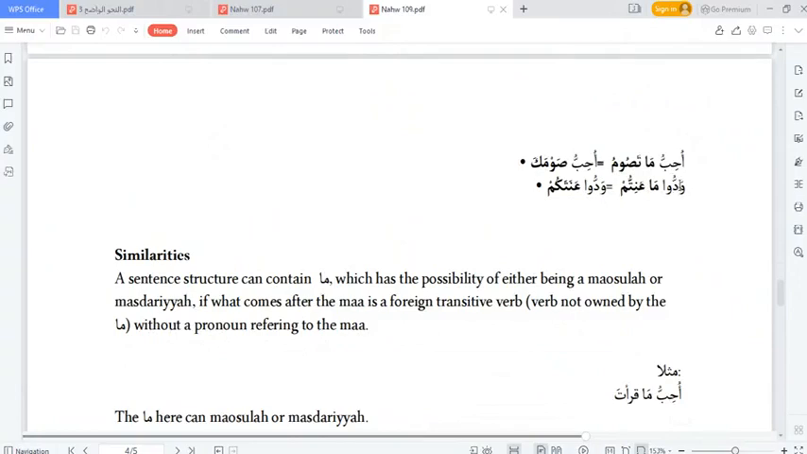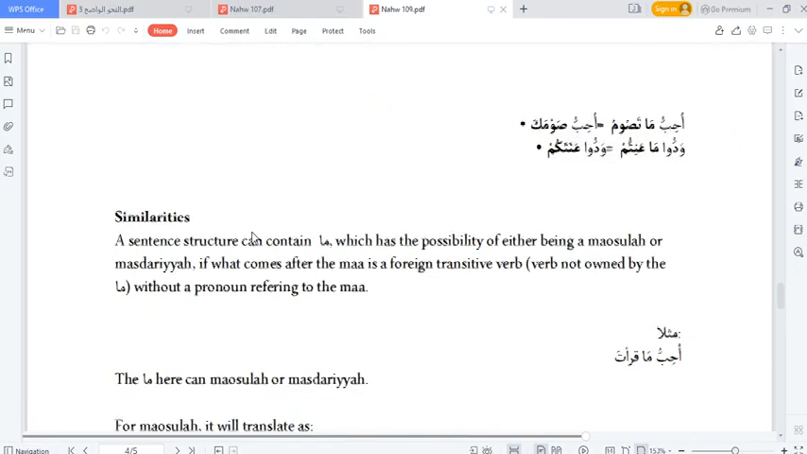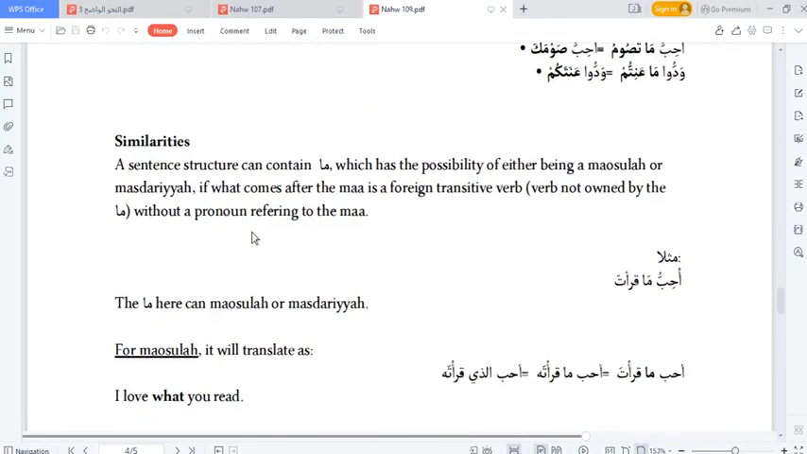I hope you get. See another example. Waddu ma anittum. They love that you are being distressed. And it can be replaced with what? Waddu anatakum. They love your distress, they love your tormenting. I hope you get. So those are differences. Are there similarities between them? We have some similarities. So let's see.